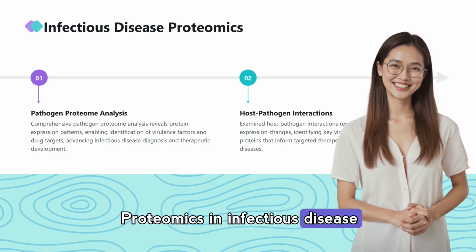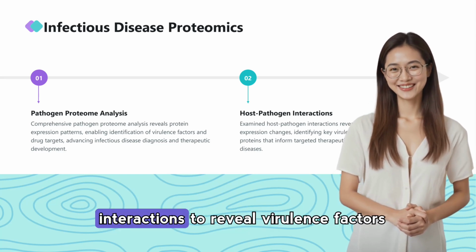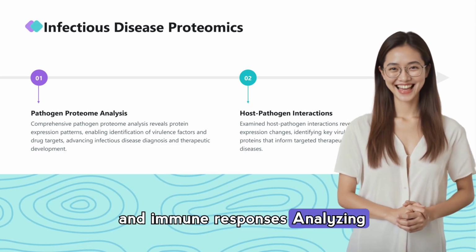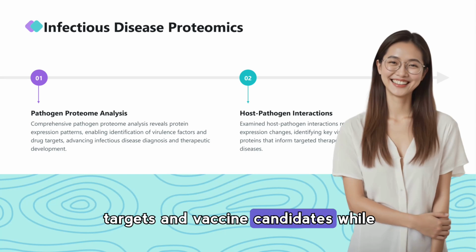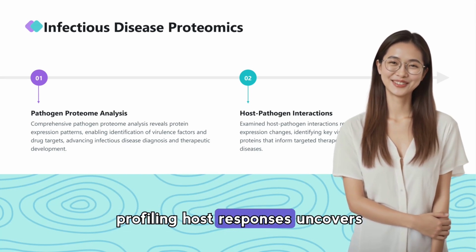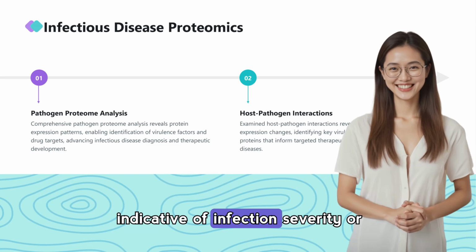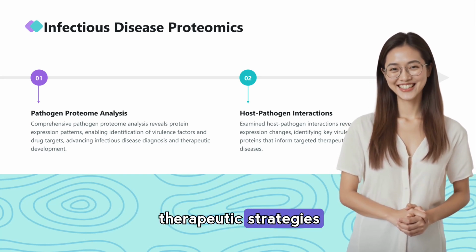Proteomics in infectious disease research examines pathogen protein landscapes and host-pathogen interactions to reveal virulence factors and immune responses. Analyzing pathogen proteomes identifies drug targets and vaccine candidates, while profiling host responses uncovers defense mechanisms and biomarkers indicative of infection severity or treatment outcomes, informing better therapeutic strategies.